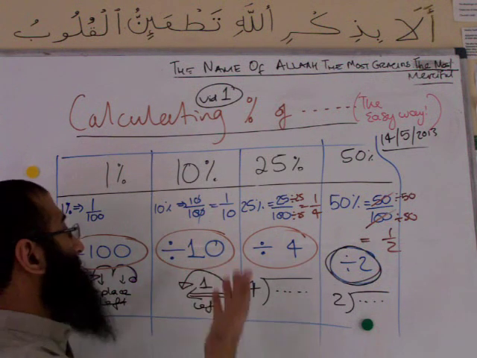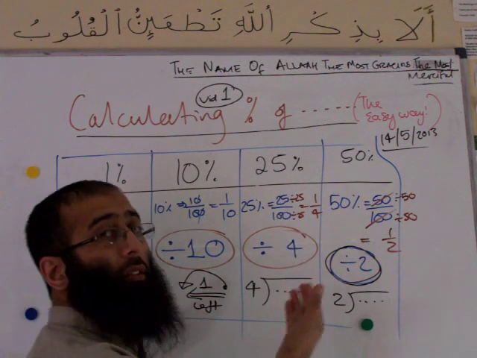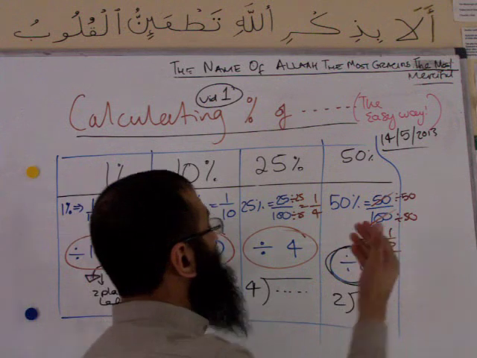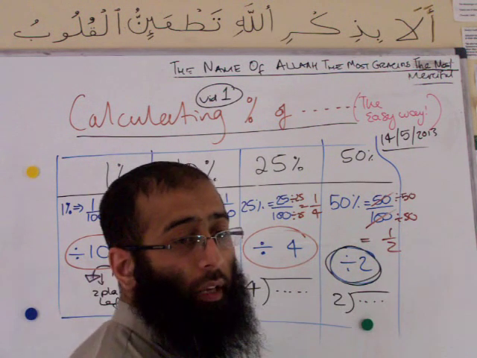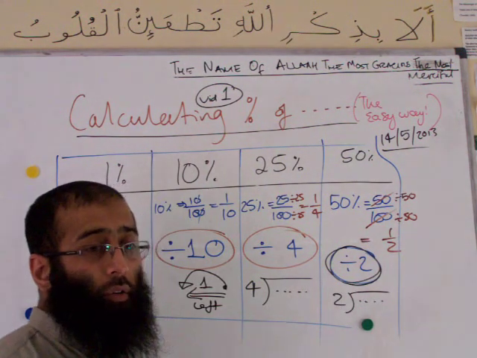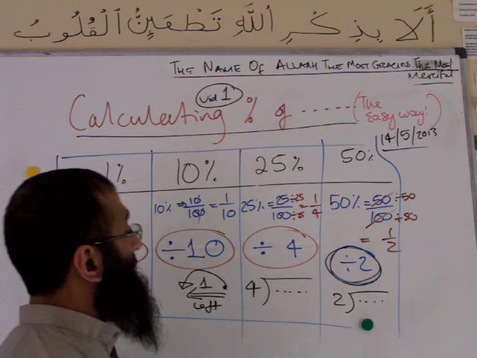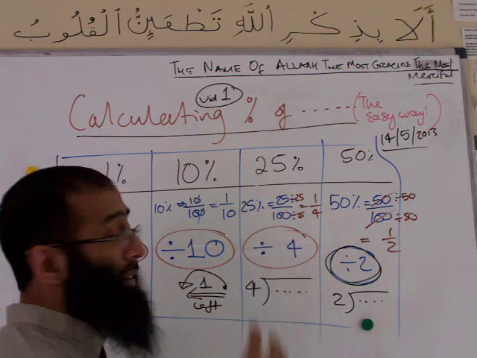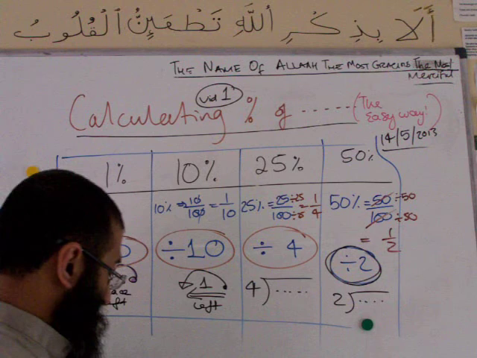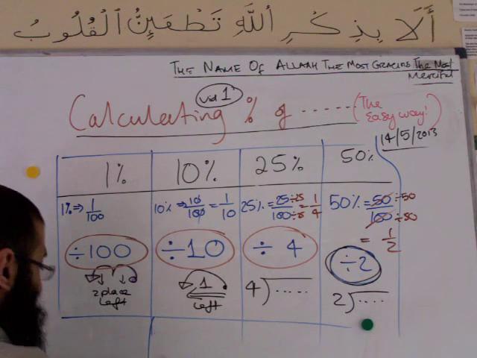10% is a tenth, so we divide by 10. 25% is divided by 4. And 50% is divided by 2. Okay, have you got all that down in your notes? Okay, that's the introduction. Now we're going to do some questions. I'm going to move the camera down and we'll do some questions right underneath here and see how that goes.